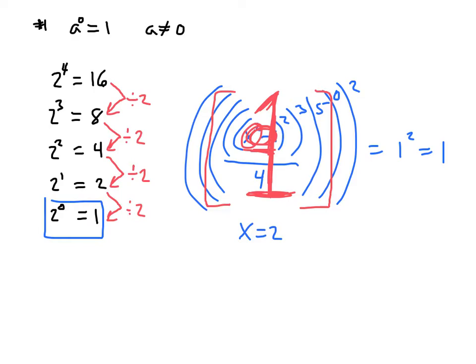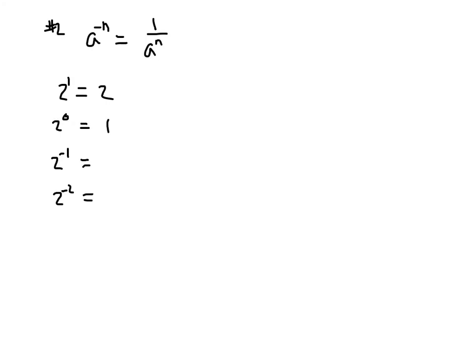Okay, let's take a look at rule number 2. It says a to the negative n power equals 1 over a to the positive n power. Now, this rule can also be shown to work by using that same pattern we had just talked about. If you look at that pattern, 2 to the first power was 2, 2 to the 0 power was 1, and now I want to extend this to 2 to the negative 1 power, 2 to the negative 2 power, and so on. We know that we were dividing by 2 each time to get our answer in the pattern.